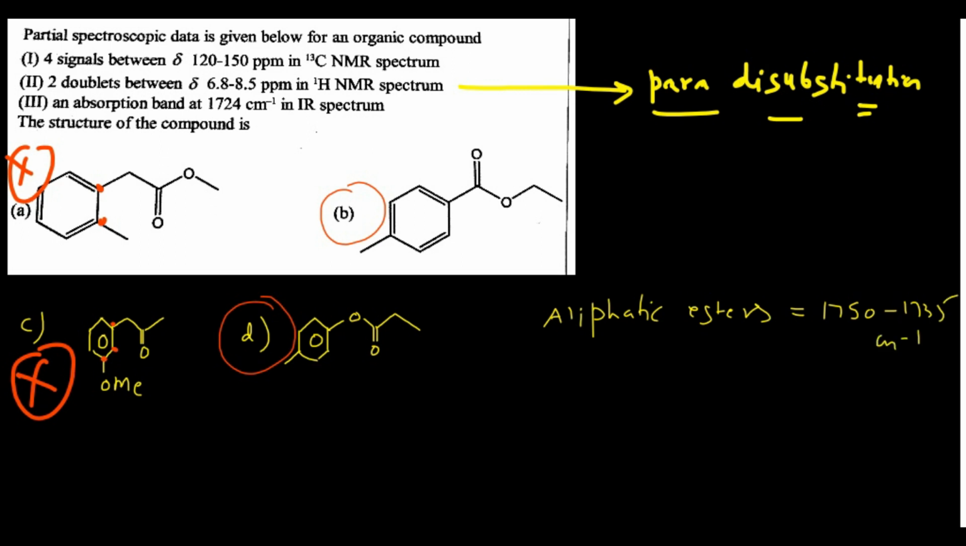It is given here in the IR spectrum. Yes, an absorption band at 1724. For aliphatic esters, it is in between this range, but this value given is 1724, which is quite low. But please remember, when your ester is conjugated, I can write here conjugated ester.